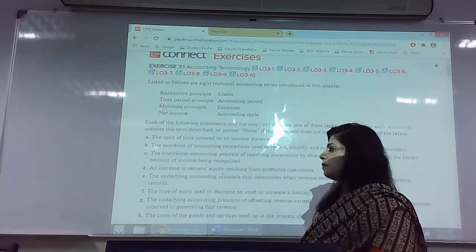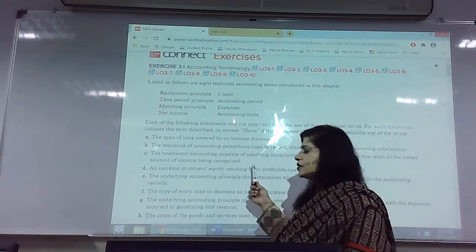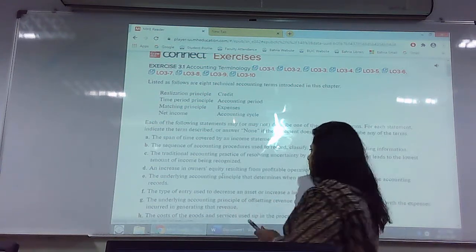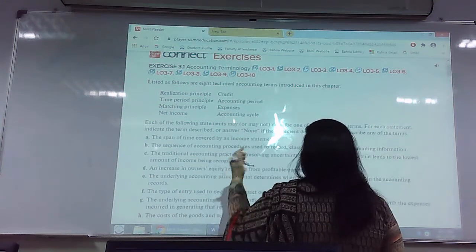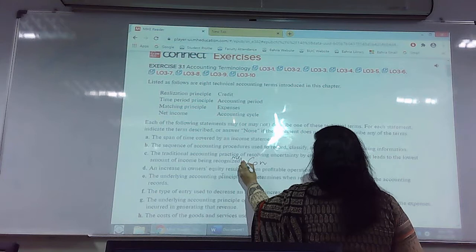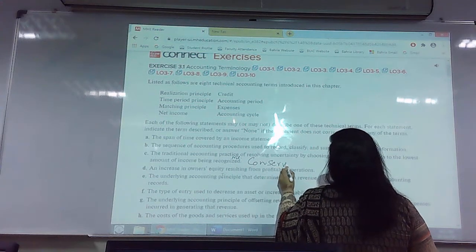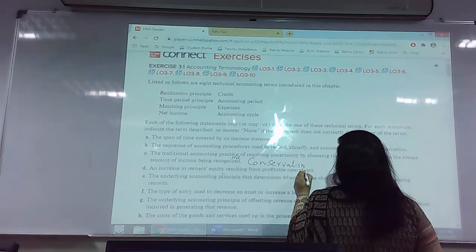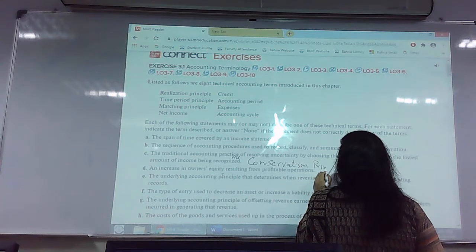And this principle is generally the conservatism principle. So I'll just write it down. Since it is not mentioned here among the choices, you just write nil. Okay. So this is conservatism, and you can also Google this. I'm just writing it separately.